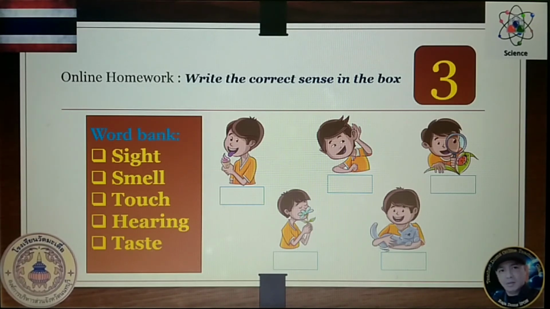Write the corrections in the box below each picture. Here is a word bank: sight, smell, touch, hearing, taste.